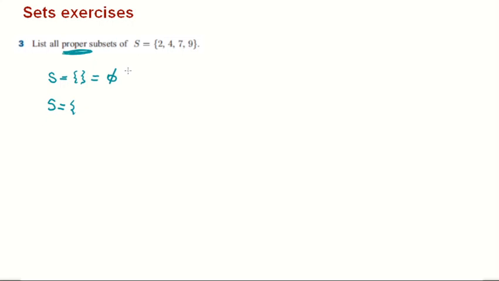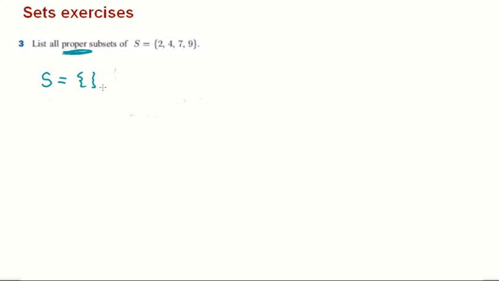So I could have just 2. That would be a proper subset. I could have 4. What else? I could have 7, and I could have 9 alone, and then I can work with the pairs. So if we were to list all the proper subsets, let's just list them.